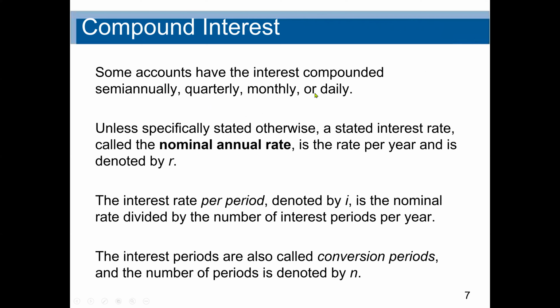Now, annually, N will give us, if it's 1 year, N is 1. If it's semi-annually, then N will be half. If it's quarterly, then N will be 1 quarter. If it's monthly, then 1 over 12. 12 months is 1 year. And daily, 1 over 365.